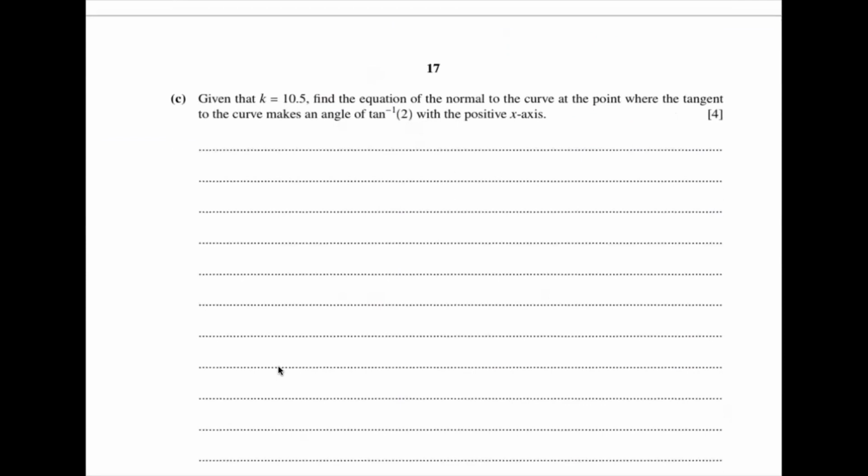Now the last part says, given that k is 10.5, find the equation of the normal to the curve at the point where the tangent to the curve makes an angle of tan inverse 2 with the positive axis. So you need to find the equation of the normal to the curve at the point where the tangent to the curve makes an angle of tan inverse of 2 with the positive x-axis.